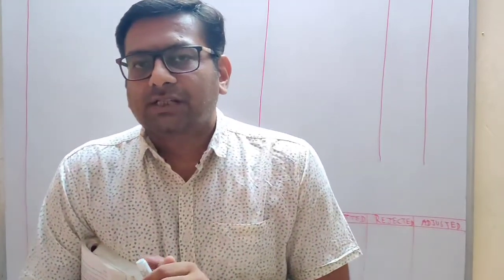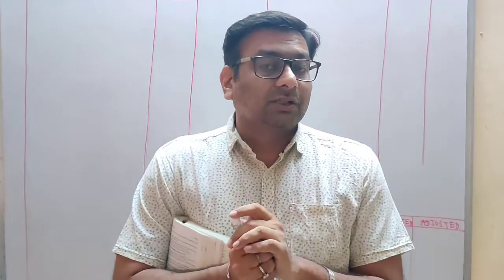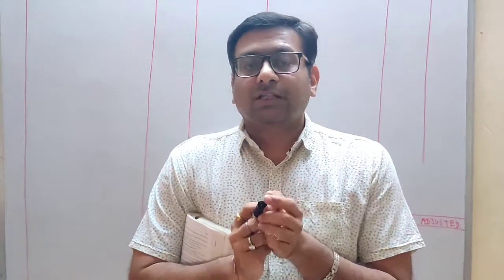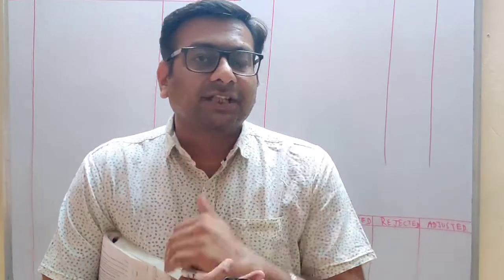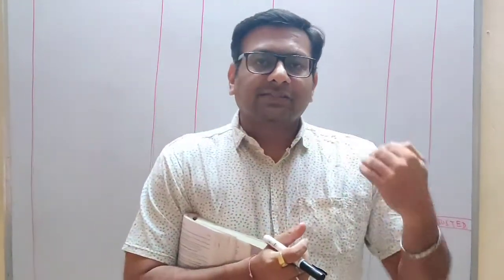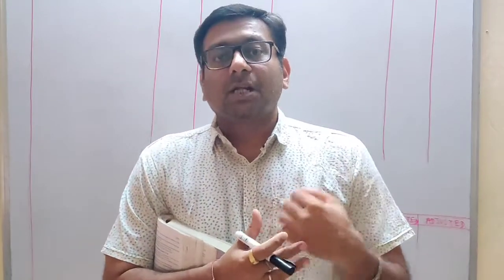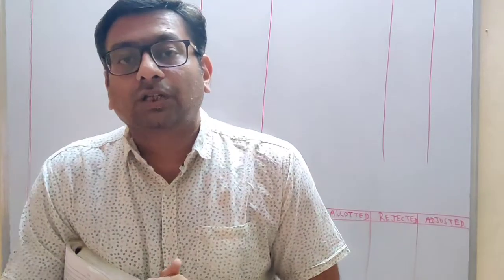Here 1,000 shares he didn't receive, but he paid for that 1,000. So let's assume application money is 2 rupees and he applied for 5,000. So how much of a cheque has he given at the time of application to the company? 5,000 into 2, that is 10,000. So 10,000 money is received by the company, but the company has allotted only 4,000 shares.